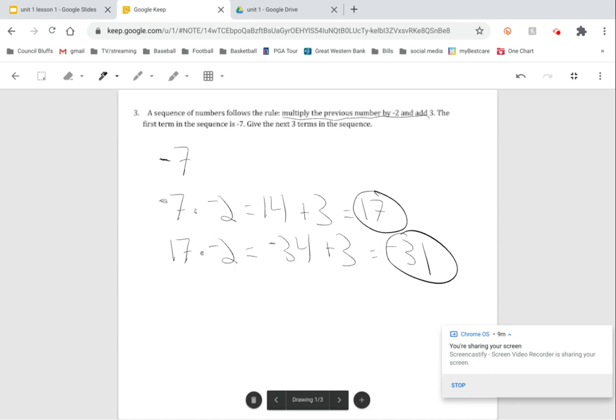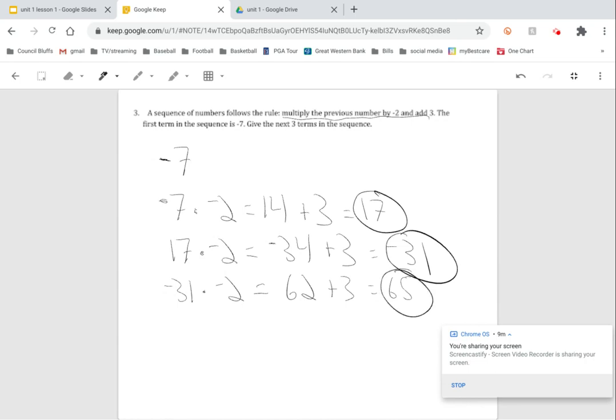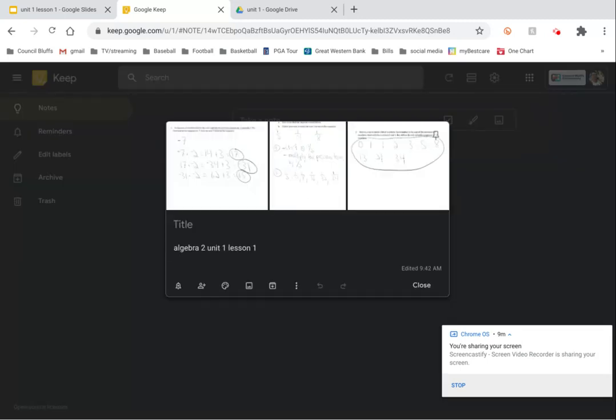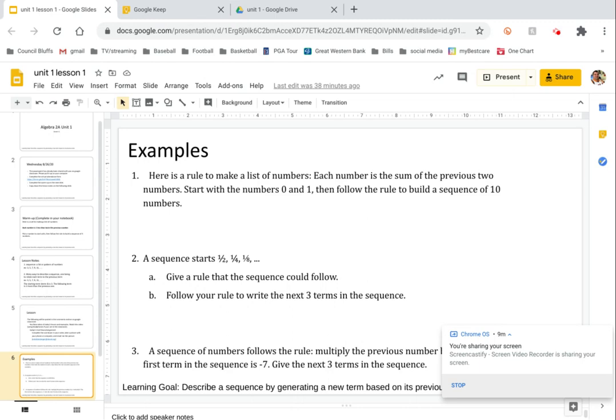And then we have to do one more. So take the previous term, multiply it by -2. So here we have a negative times a negative. -31 times -2, that's going to be +62. Plus 3 is 65. And that is it for example number 3.